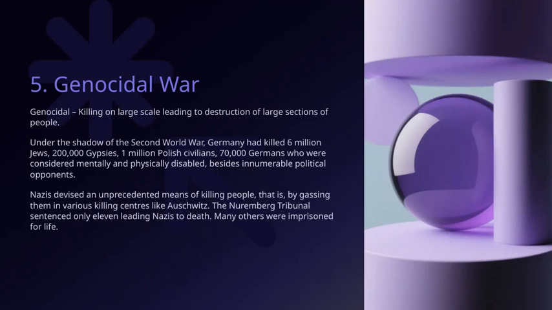When we talk about genocidal war, we're referring to large-scale killings that lead to the destruction of entire groups of people. It's a horrifying form of violence aimed at wiping out communities based on their identity. During the shadow of the Second World War, Nazi Germany orchestrated such atrocities on an unprecedented scale. They murdered around 6 million Jews, which is one of the most well-known aspects of the Holocaust.